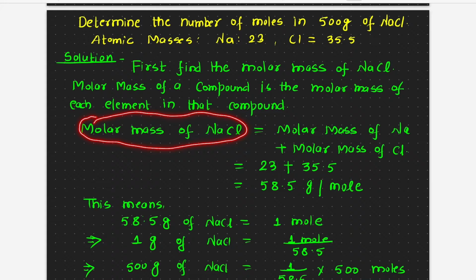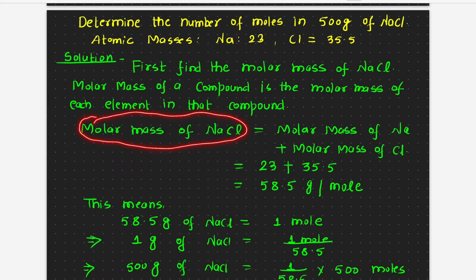Good afternoon, everybody. In this video, we're going to find out the number of moles in 500 gram of sodium chloride. So we have 500 gram of sodium chloride and we need to find out what is the number of moles of 500 gram of sodium chloride. The informations given are the atomic mass of sodium, which is 23, and the atomic mass of chlorine, which is 35.5. So first thing we have to do is find out what's the molar mass of sodium chloride.